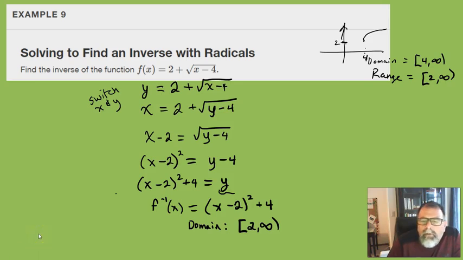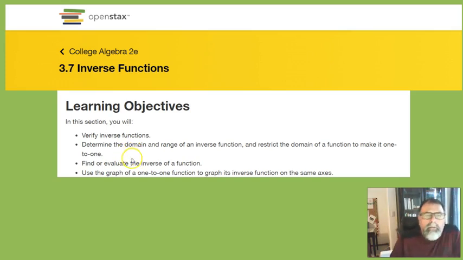And hopefully, at some point you'll start learning all this. Don't get too stressed out about it right now. Okay, and our last learning objective for this lesson is to use the graph of a one-to-one function to graph its inverse function on the same axis.